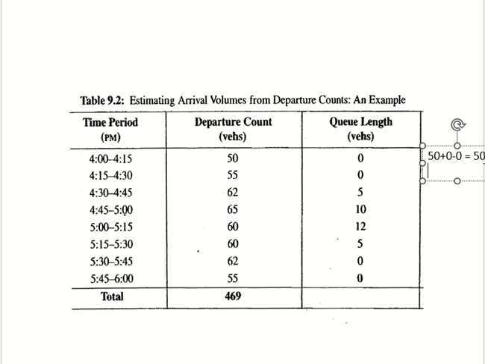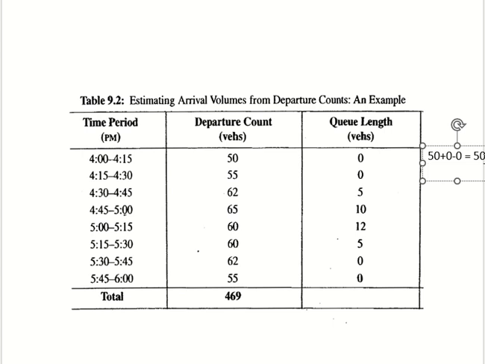If more vehicles arrived than 50, they will be in the queue, right? Is anybody in the queue? No. Okay, so the arrival and departure are the same. Clear? Okay, next one.